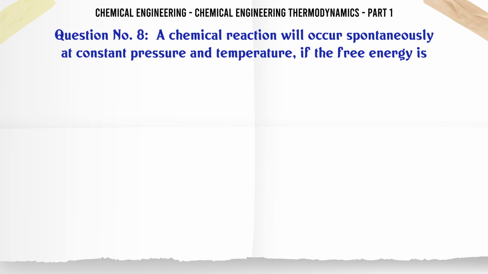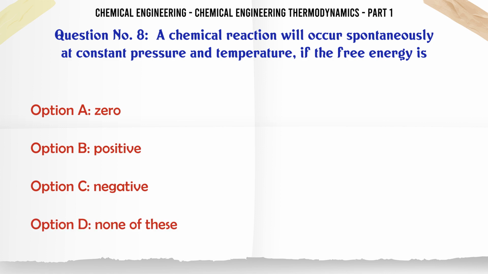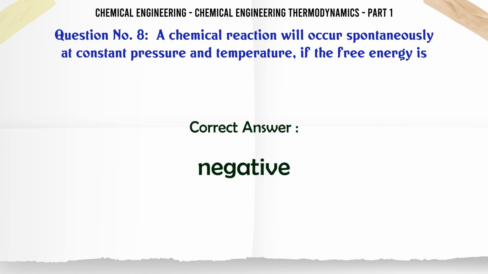A chemical reaction will occur spontaneously at constant pressure and temperature if the free energy is A. 0, B. positive, C. negative, D. none of these. The correct answer is negative.